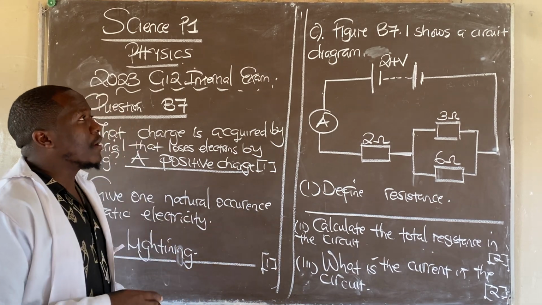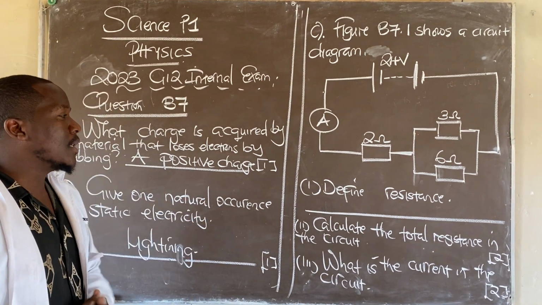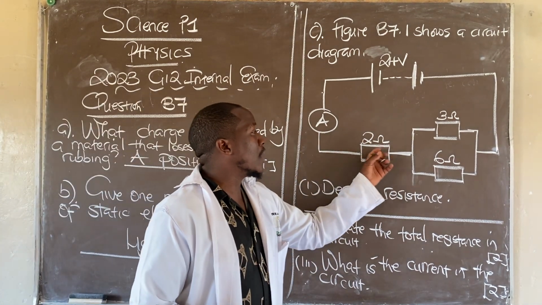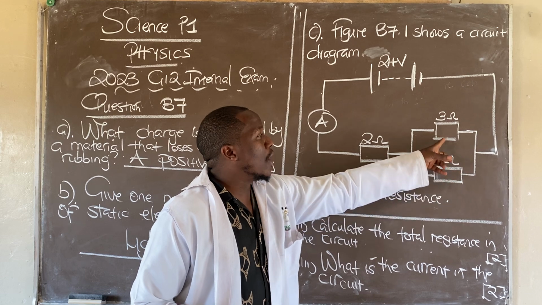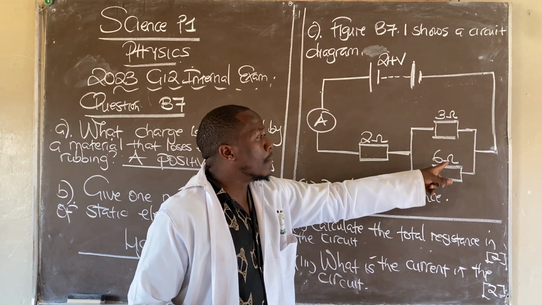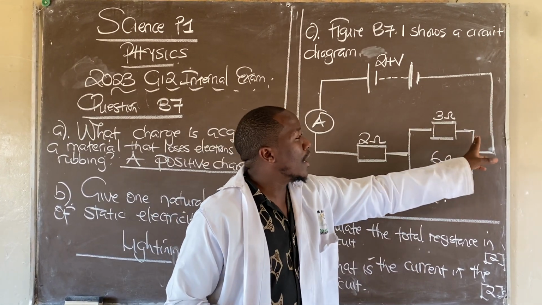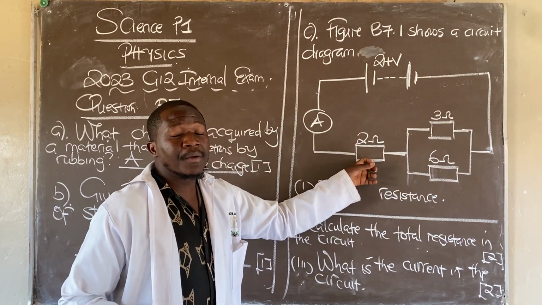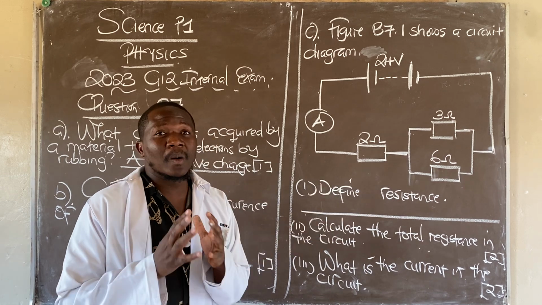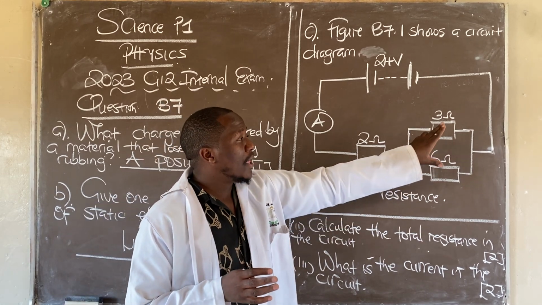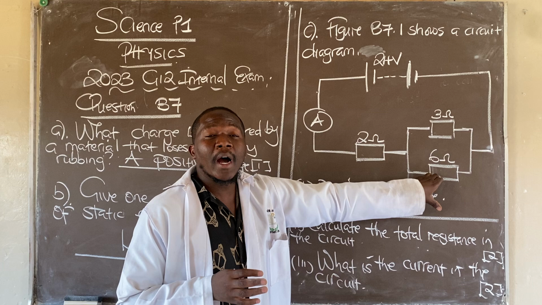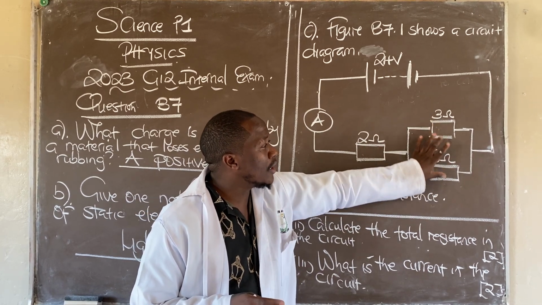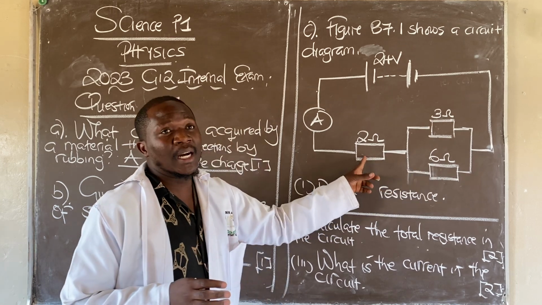Figure B7.1 shows a circuit diagram. We've got the resistors, where we've got this one and the other two. So this one and this one are connected in parallel because this one is in the upper line and this one is in the bottom line. But this one is in series. So to find the total resistance, we first calculate the combined resistance between these two which are in parallel, then add to this one.